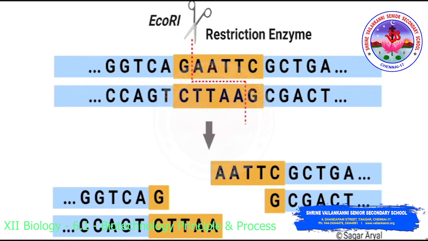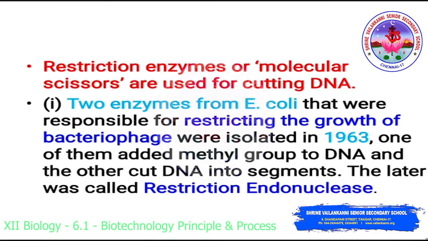So this is the snap where we are going to discuss briefly. Here you can see the restriction enzymes. The orange color box which denotes EcoRI, that is the restriction enzyme. So this we are going to discuss. Restriction enzymes or molecular scissors are used for cutting DNA. So what are the steps to follow?